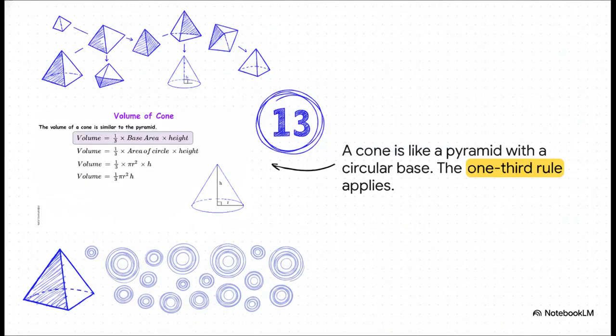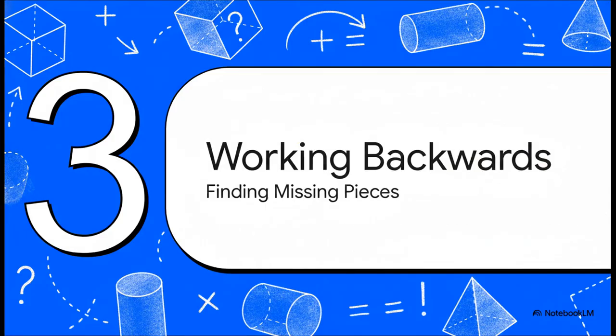And yep, you guessed it, this rule works perfectly for cones too. I mean, what is a cone? It's basically just a pyramid that happens to have a circular base. So the formula is identical. 1/3 times the area of that circular base times the height. The logic holds up perfectly. So now we have these two core formulas, which is awesome. But we can do more than just find the volume. We can actually use them to work backwards, kind of like a detective, to find missing pieces of the puzzle.